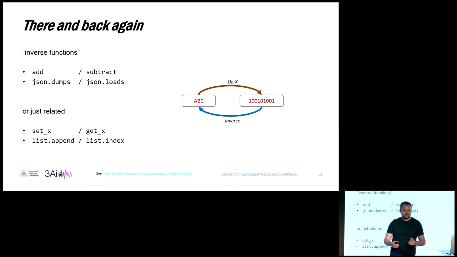One of them is function inverses. For example, serialize your data, deserialize your data. You should get the same data back. If you don't, you know that you've got a bug somewhere. Add and subtract does a similar thing. These don't have to be strict inverses in the mathematical sense. You can also, for example, set some attribute of your object, then get the corresponding attribute, and expect to get the thing that you set. Append something, find the index of it in the list.